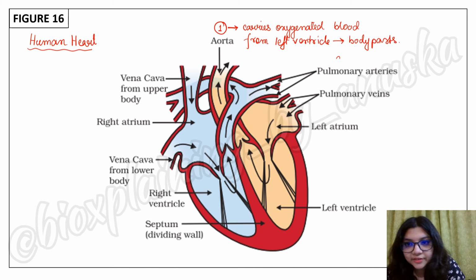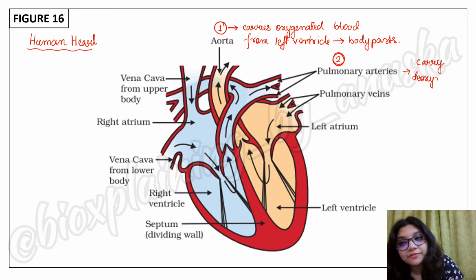Part number 2 that we have, these are the pulmonary arteries. What is their function? Pulmonary arteries carry deoxygenated blood. Be very careful, this is an artery carrying deoxygenated blood. From where to where? From the right ventricle to the lungs. Okay, so part 2 done.